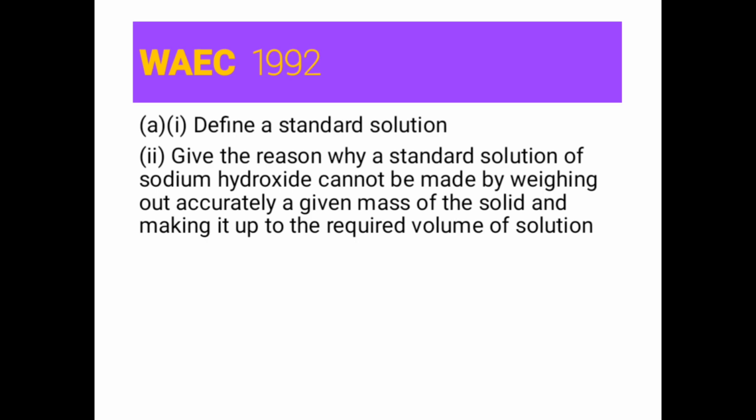WAEC 1992, you have to define a standard solution. I have to give reasons why a standard solution of sodium hydroxide cannot be made by weighing out accurately a given mass of the solid and making it up to the required volume of solution. Now let's look at it.